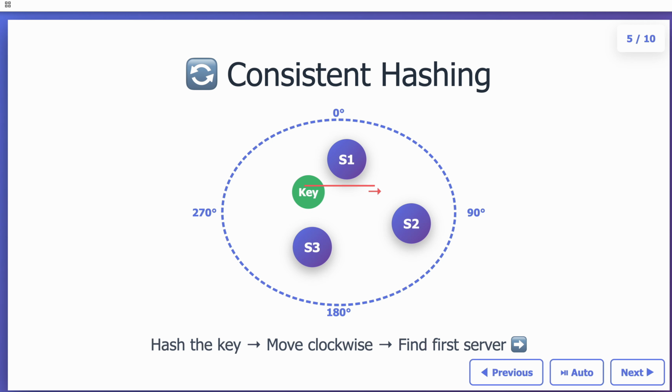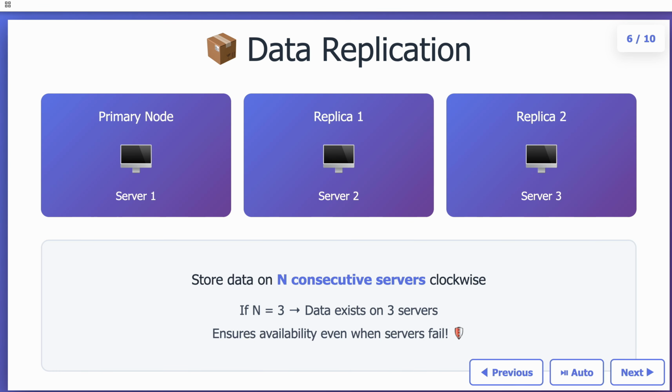Let's evolve our design. To scale, we need multiple servers. But which server stores which key? Enter consistent hashing. Imagine a ring from 0 to 360 degrees. We place servers at random positions on this ring. When a put request comes in, we hash the key. Let's say it hashes to 45 degrees. We move clockwise on the ring until we find the first server. That's our primary node. For example, if servers are at 30, 120, and 200 degrees, a key hashing to 45 goes to the server at 120 degrees.